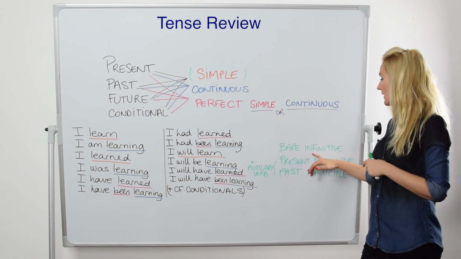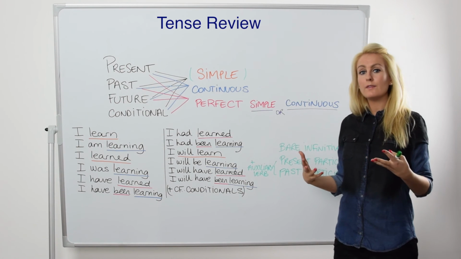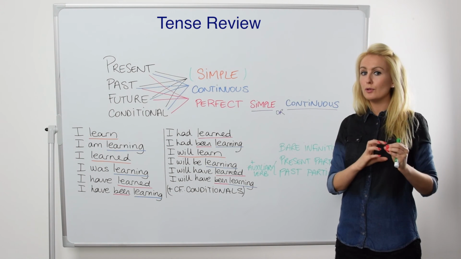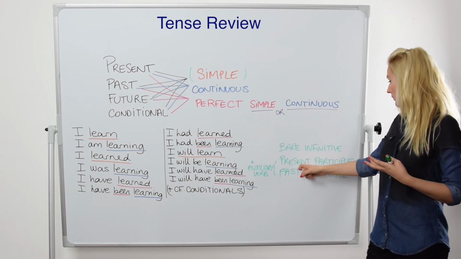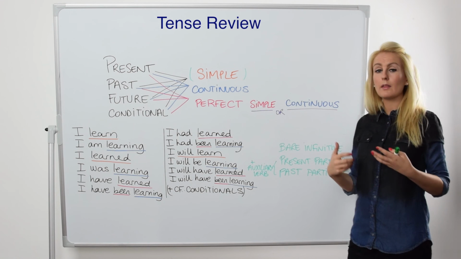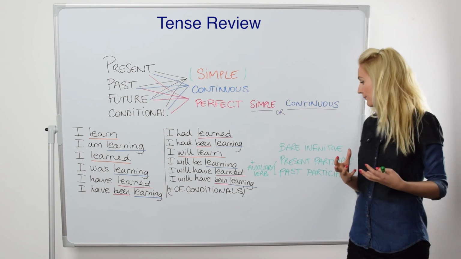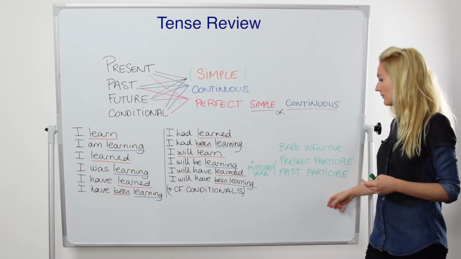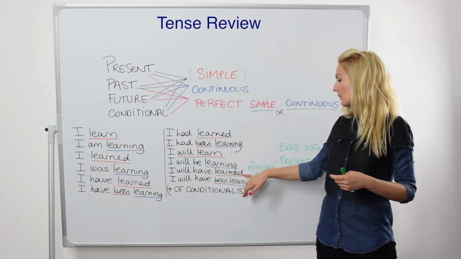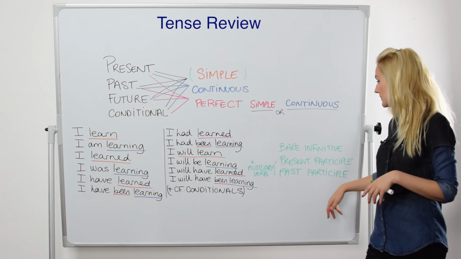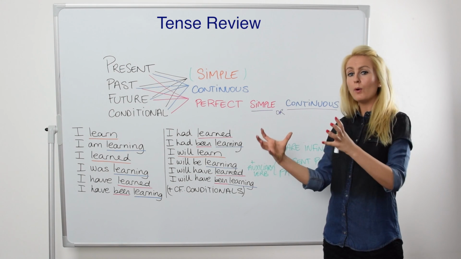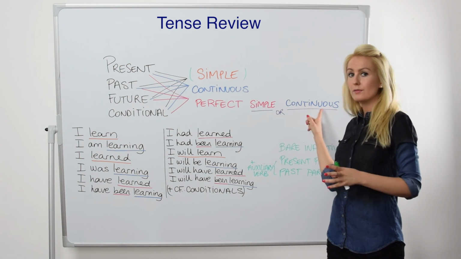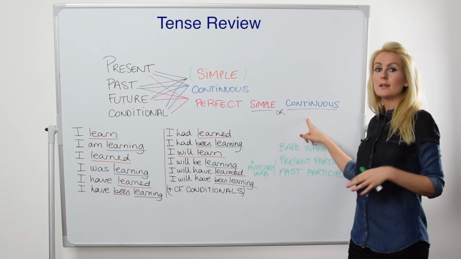Remember what a bare infinitive is? A bare infinitive is an infinitive without the to at the front. So learn is a bare infinitive. Present participle, that's another way of saying ing form. Past participle, that is also the ed, the third column in your irregular verbs. And an auxiliary is a verb that supports these compound tenses.